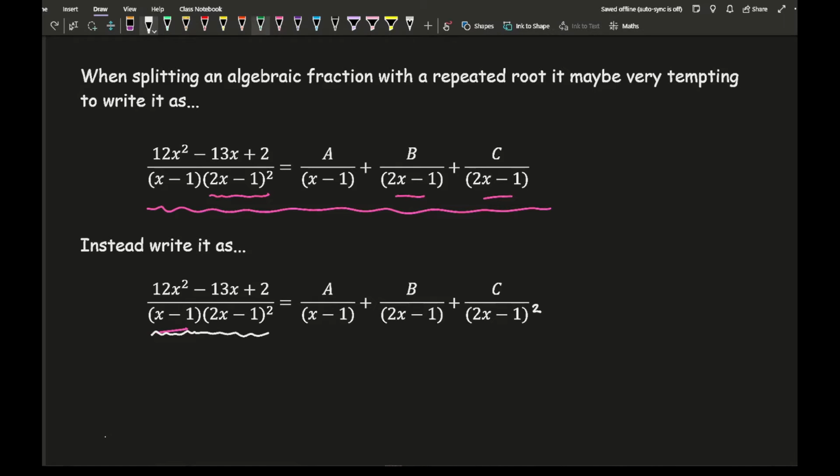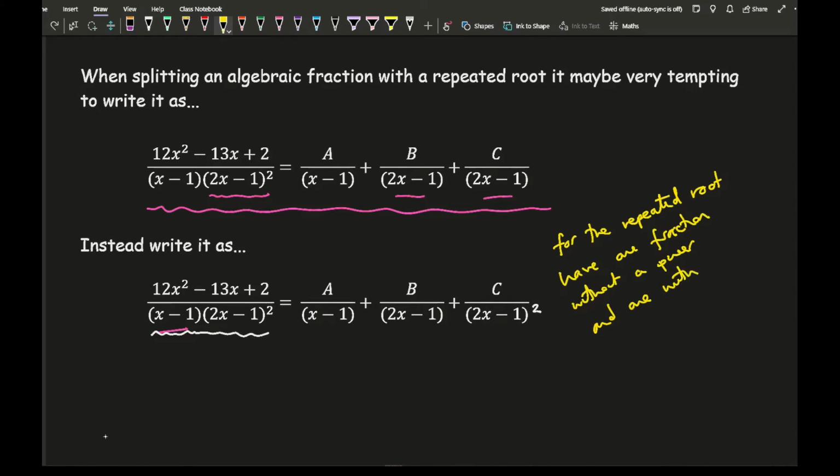So in other words, for the repeated root, we have one fraction without a power and one with the power. And there we go. Although it may seem a little bit uncomfortable to do that, it will come into fruition. The key thing is to make sure you write one with a single power and one with the actual original power.